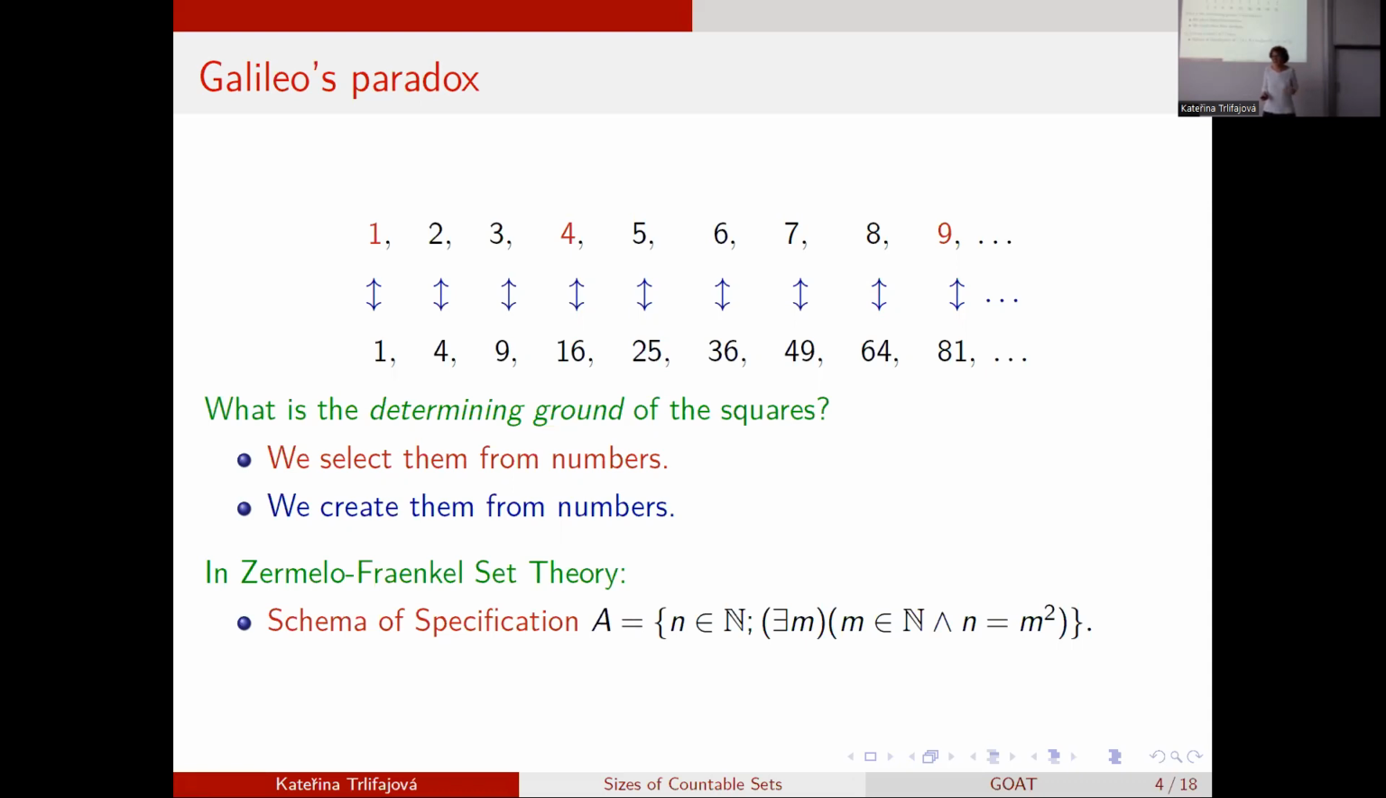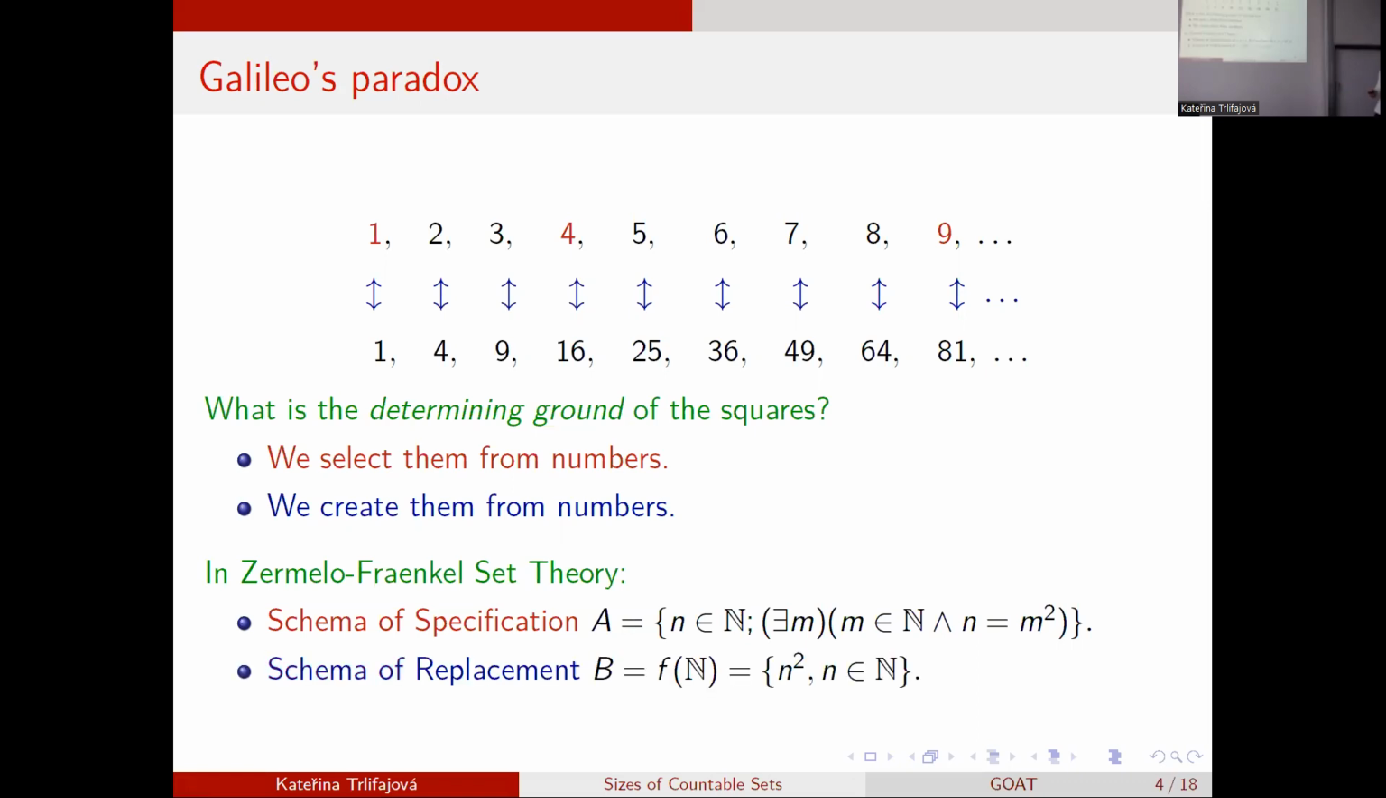The first one is the axiom schema of specification, which says that when we have a set, we can form a subset of elements with a special property. So by this axiom schema, we take the set of all natural numbers n such that there exists a number m such that n is the square of that number m. This is the schema of specification, and intuitively, it would give fewer squares than numbers.